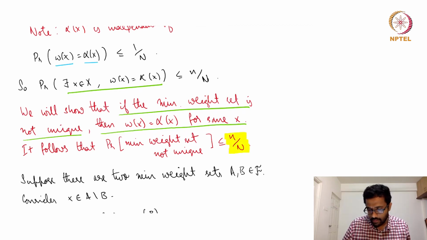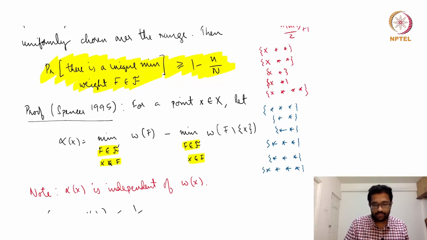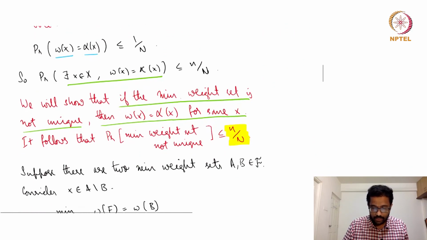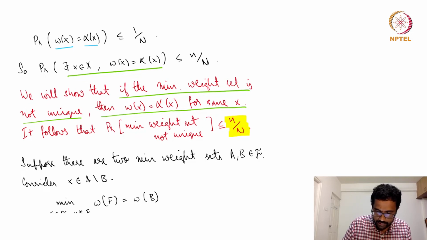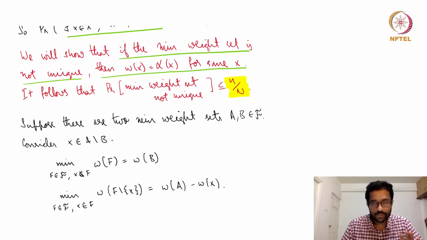If you take the complement, the probability that the minimum weight set is unique is at least 1 minus n by N. So that is immediate. That's how you get the statement. All that remains to be shown is the statement I have underlined here in green: whenever the minimum weight set is not unique, then there is some element small x for which the weight is equal to alpha x. So now all that we will show is that statement.